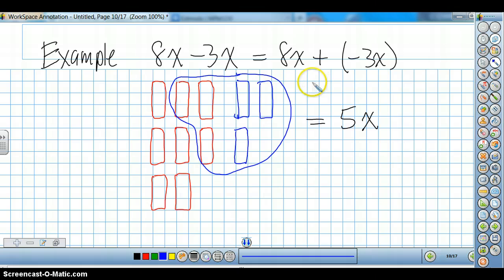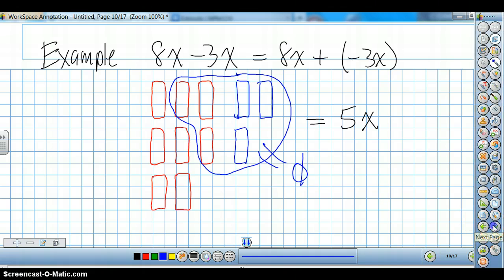Let's make it a little more complicated. Remember when we talked about integers, when you think of subtraction, subtraction is also addition of the opposite. So 8x, denoted by the 8 red skinny tiles, and then I'm adding 3 of the blue ones because they're negative. Then what I can do is group the 3 blue ones with 3 red ones to create a zero condition. And what's left over? I have 3 of the red skinny ones left over, and that's how I get my answer, 5x.